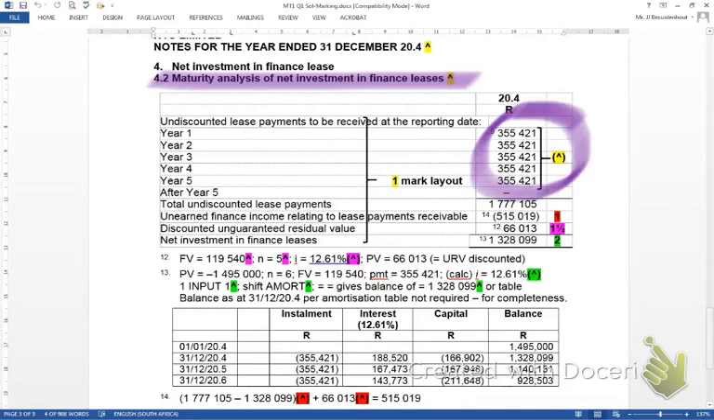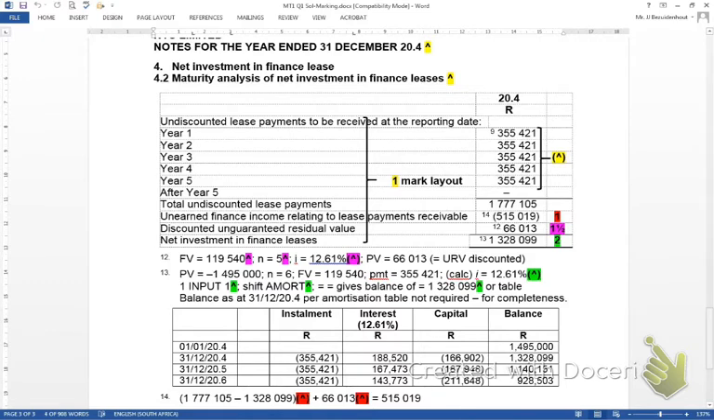Those 5 installments that will still have to be received in the future, next year, the year after, etc., for the next 5 years. They all add up to 1,777,000. In this case, the same as in part C. If we had a guaranteed residual value or residual value guarantee, then we would have added it to the last or final installment. But as I said, in this case, there is no residual value guarantee, therefore nothing there. But we do have an unguaranteed residual value.